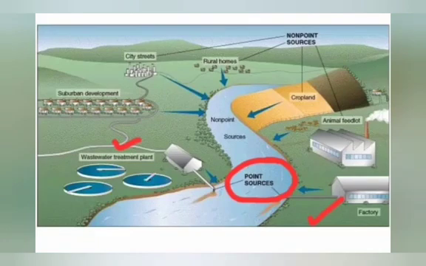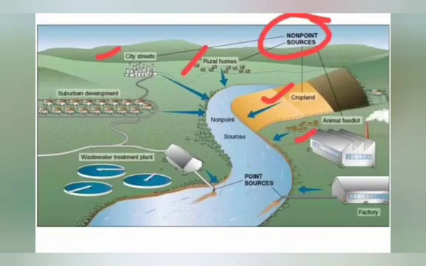Now what are non-point sources? See, city streets, rural homes, cropland, these all are examples of non-point sources. Because here we cannot identify the location that the pollutants come from. Means they don't have any single location. Okay, means the point from where the pollutants come into the water cannot be identified in case of non-point sources.